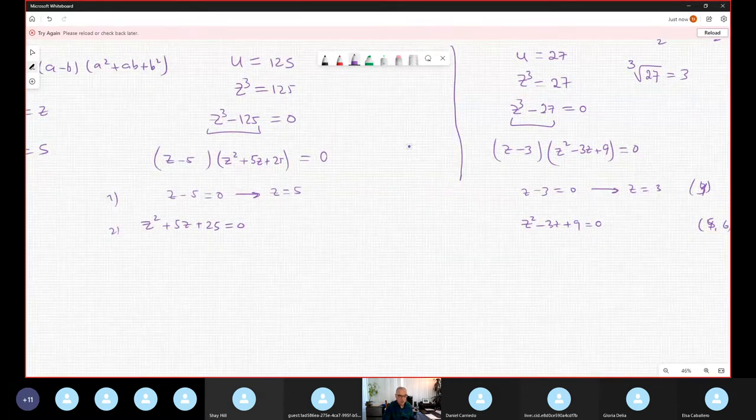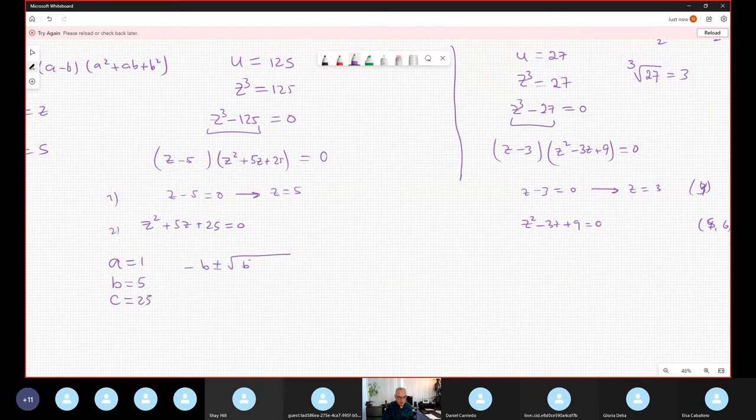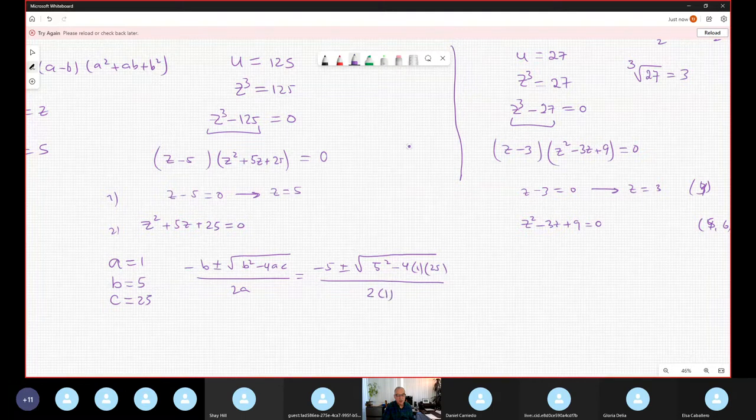Now you apply, of course, the quadratic formula. A is 1, B is 5, C is 25. So it's minus B plus or minus the square root of B squared minus 4AC, divided by 2A. It's minus 5 plus or minus the square root of 5 squared minus 4 multiplied by A, which is 1, multiplied by C, which is 25, divided by 2 times 1.